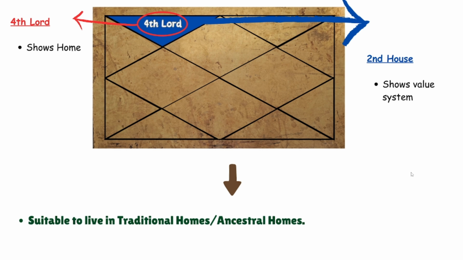The fourth lord shows home, and the second house shows your value system, your traditional upbringing. So, with this placement, if you plan to purchase a home, it is suitable to live in a traditional setup kind of home. Maybe in whichever culture or religion that you're following, whichever was a traditional architectural type of home, that would be more favorable. Or else an ancestral home is also favorable.